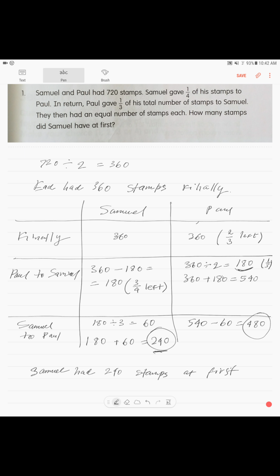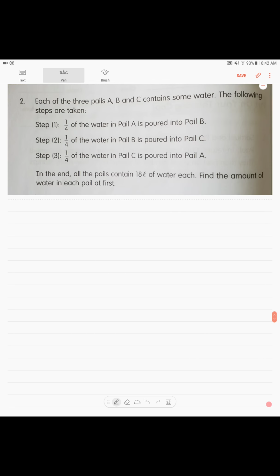That's it. All right, and a problem on the last page 100, problem number 2. Each of 3 pails A, B, and C contains some water. The following steps are taken: step 1, step 2, step 3. In the end, all the pails contain 18 liters of water each. Find the amount of water in each pail at first.